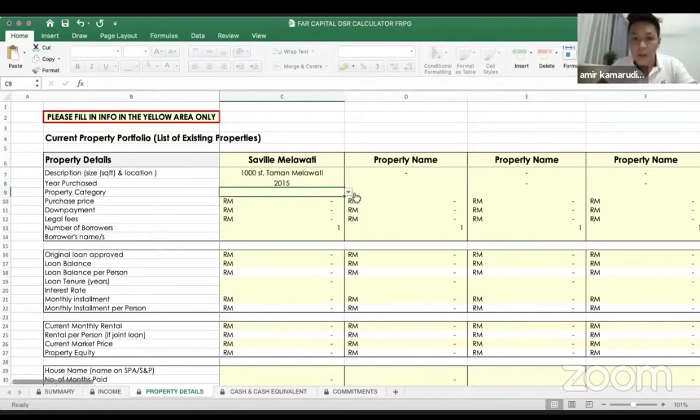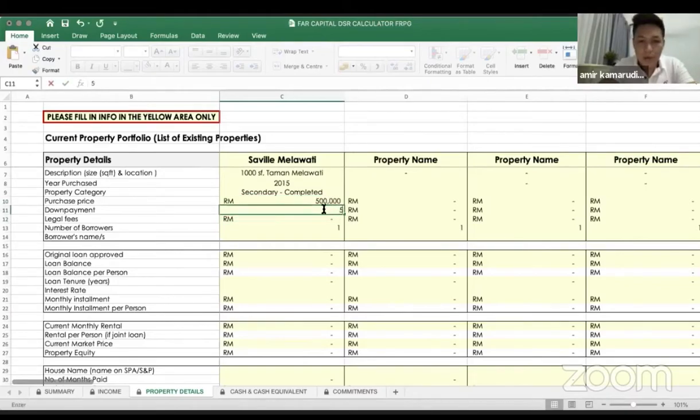And then we have property category. There are 4 categories here. First is primary, which is under construction. Secondary, which is already completed. Third one is auction or lelong. And fourth, commercial. This is when we buy shop lots or houses but the title is commercial. So let's just say here secondary, completed. Purchase price 500,000, just as an example. Down payment 10%, 50,000. Legal fee we put 25,000.